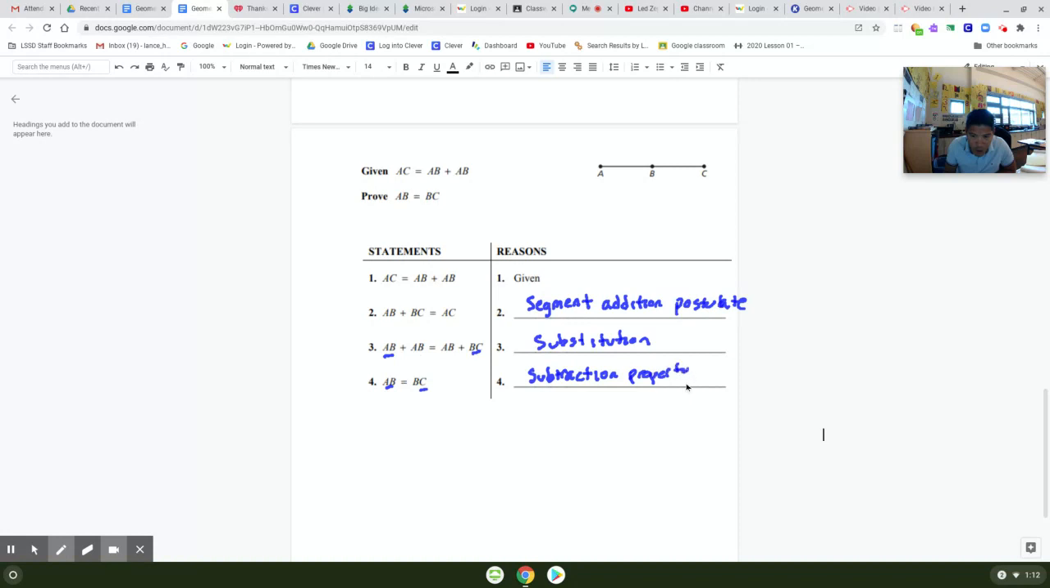Here's where you have to know the properties and then possibly other postulates or definitions, like we did on the last example of a proof. But the subtraction property of equality is the last reason. And that completes that two-column proof.